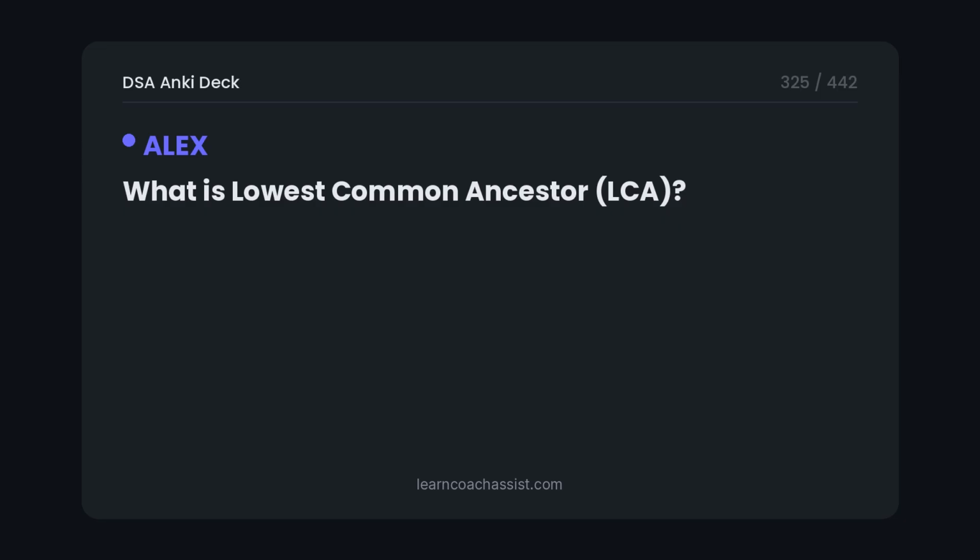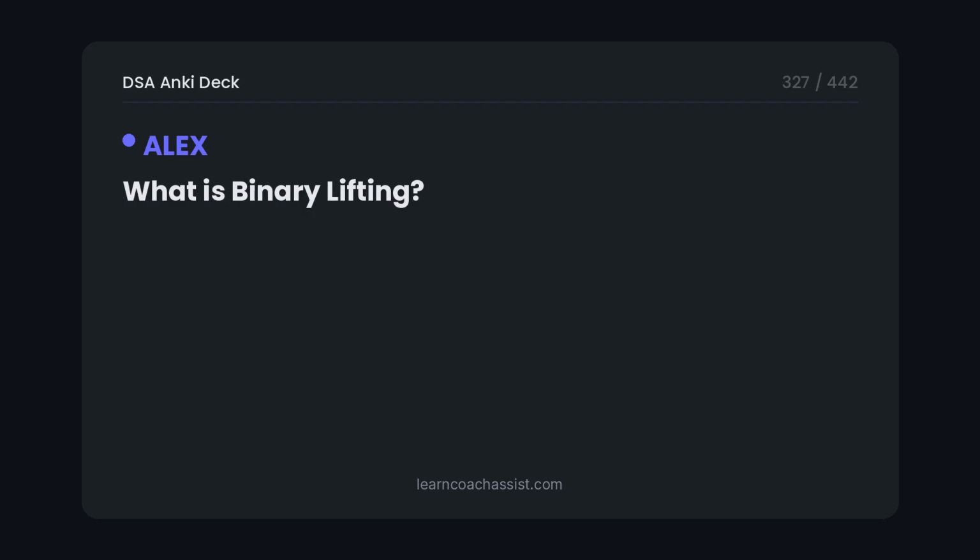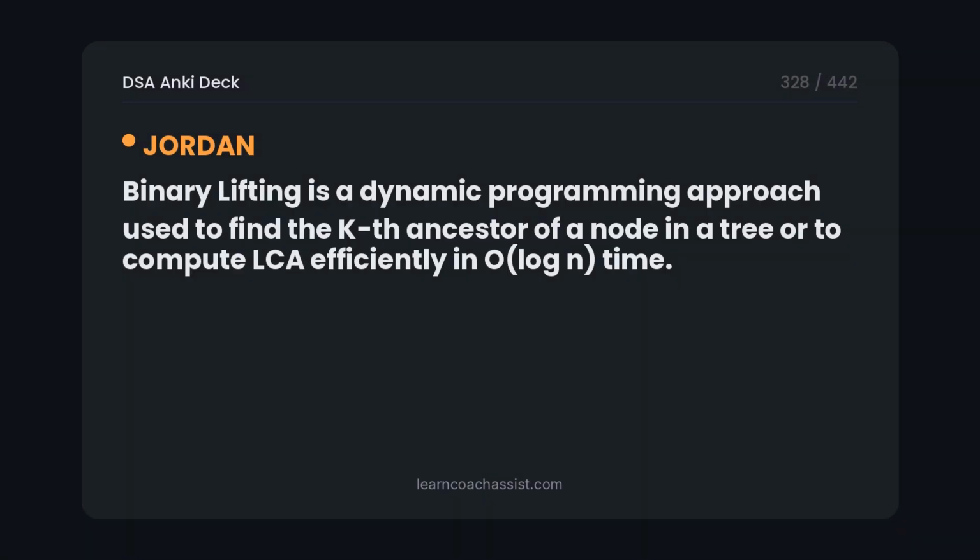What is lowest common ancestor, LCA? The LCA of two nodes V and W in a tree is the lowest, deepest, node that has both V and W as descendants. What is binary lifting? Binary lifting is a dynamic programming approach used to find the kth ancestor of a node in a tree or to compute LCA efficiently in O(log n) time.